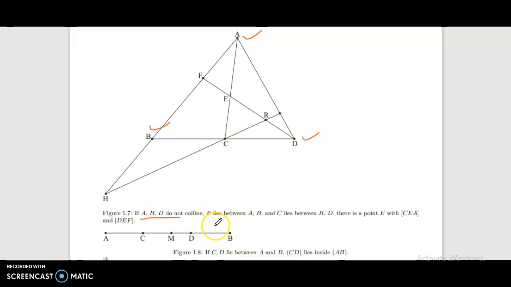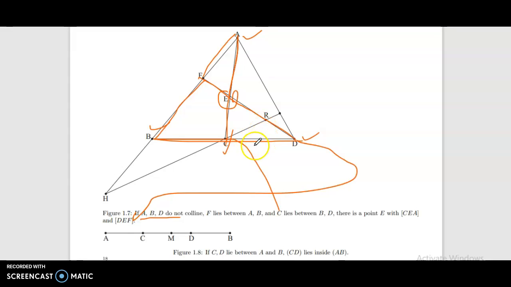Yes. F lies between A and B. C lies between B and D. There is a point E, which is E. C, E, A and D, F. Which is E, F.